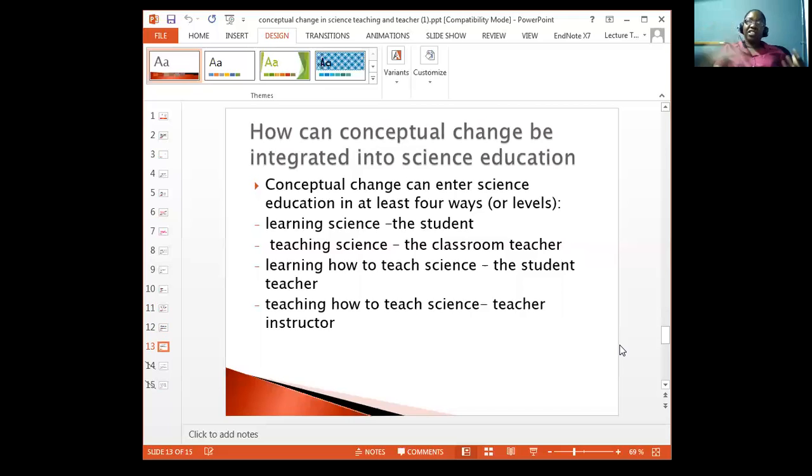Now, when the student teacher learns how to teach science well, that will also help to boost or facilitate the process of conceptual change. And when the teacher instructor models how to teach science, that also can facilitate conceptual change. So basically, it's looking at the different kinds of learner-instructor relationships and how those will facilitate conceptual change, and how conceptual change gets integrated into science education.